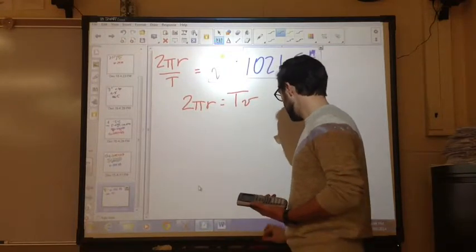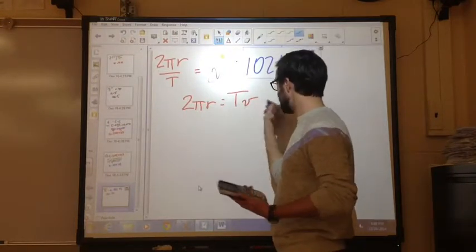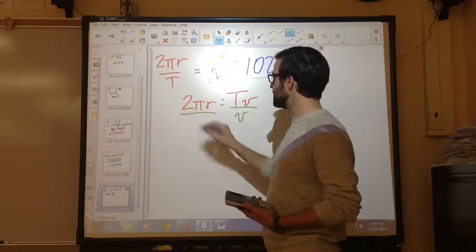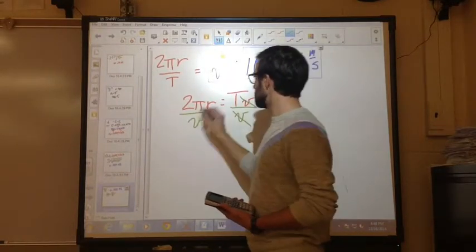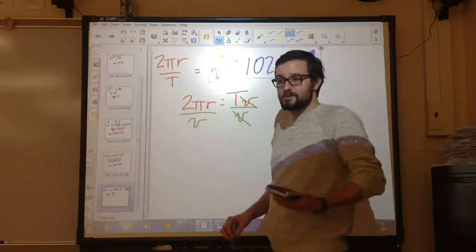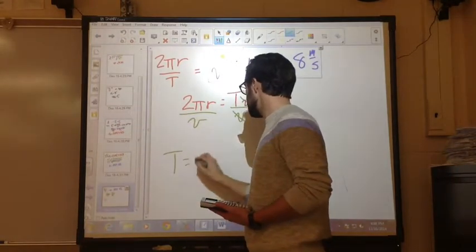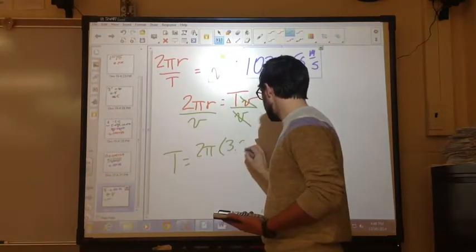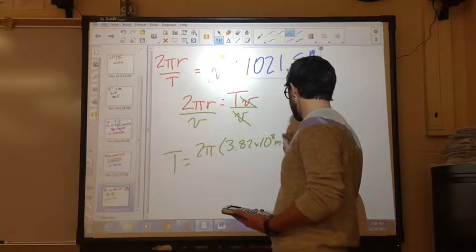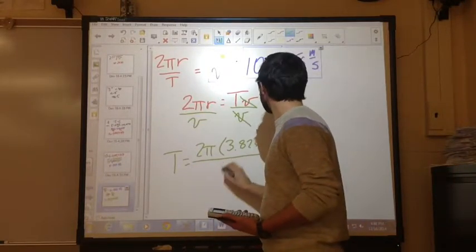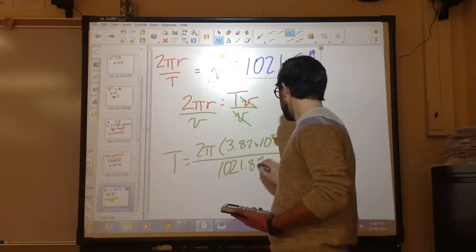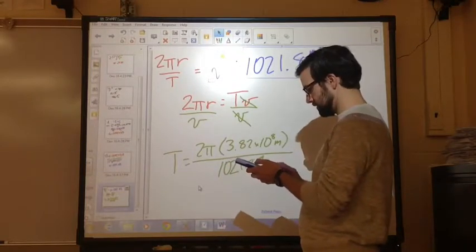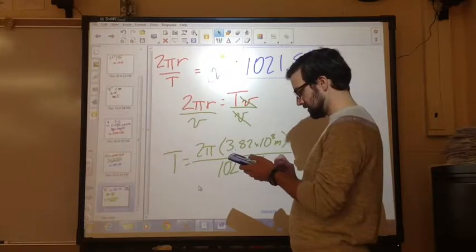We're looking for T, so to get it by itself, we're going to divide both sides by the speed, which we now know. The radius we know, this cancels this, so this is our period. Now it's just a matter of plugging in. So the period T is equal to 2 pi times the distance between these two centers of mass, which is 3.82 times 10 to the 8th meters, divided by the speed, which we've already calculated is 1021.8 meters per second. So do that: 2 pi times 3.82 times 10 to the 8th, divided by the second answer.